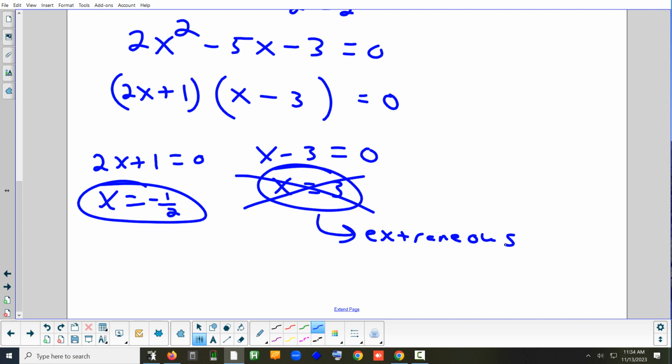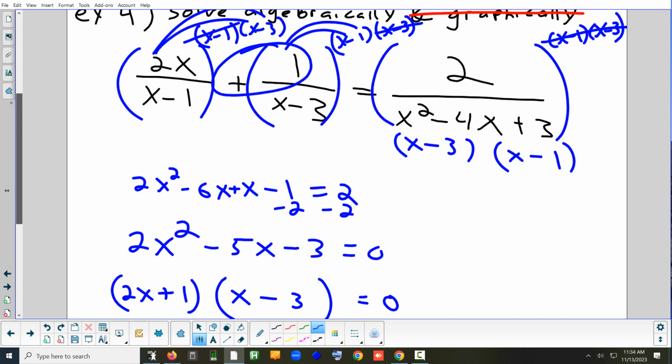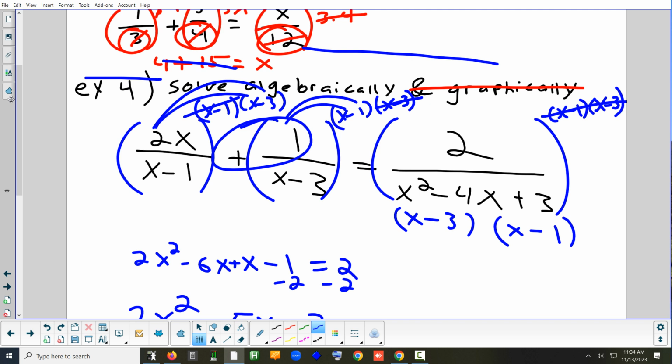That's what happens. Negative 1/2. Is there anywhere you couldn't plug negative 1/2 in the bottom?